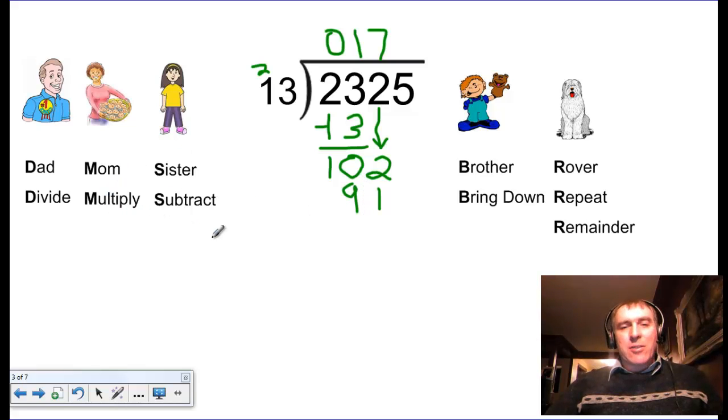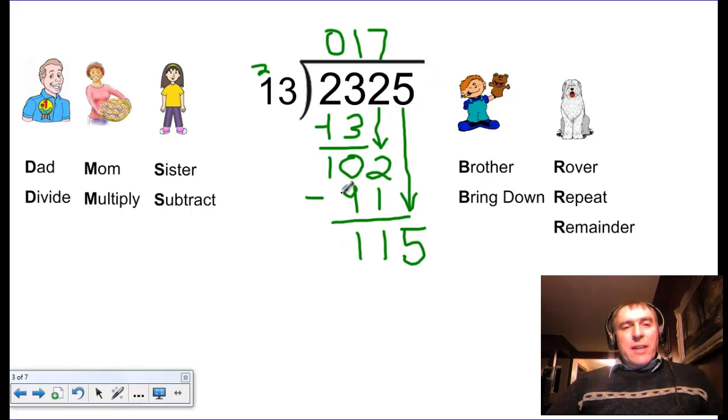Next, we've got Sister telling us to subtract. So we'll subtract here. 2 minus 1 is 1. 10 minus 9 is 1. And yes, our remainder is less than our divisor. So that means we continue down the road. So if we've got something to bring down, that's exactly what we do. We keep it a straight line there, bringing the 5 down, and that gives us 115.